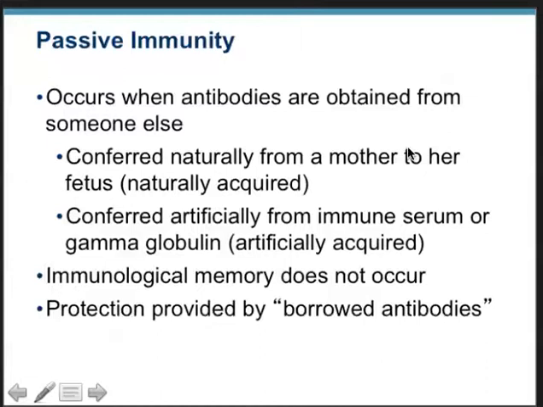And then as the antibody is processed out, as it's naturally turned over, eventually what will happen is you'll be susceptible again. Okay, so this is what we call a prophylactic immunity. It's very temporary, and it only lasts while the antibodies are in your system.